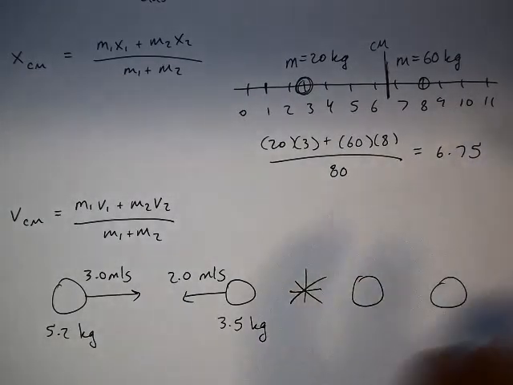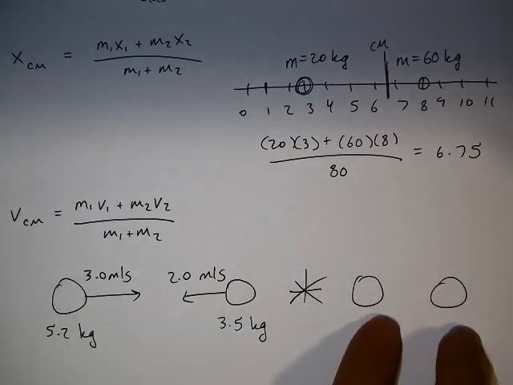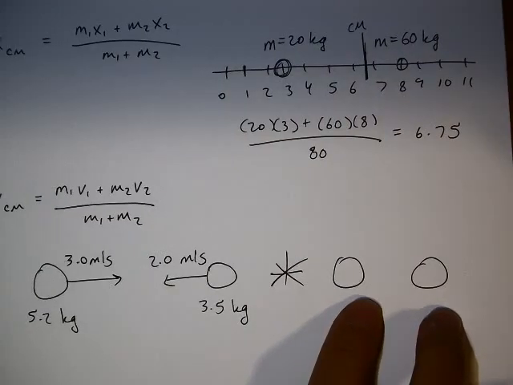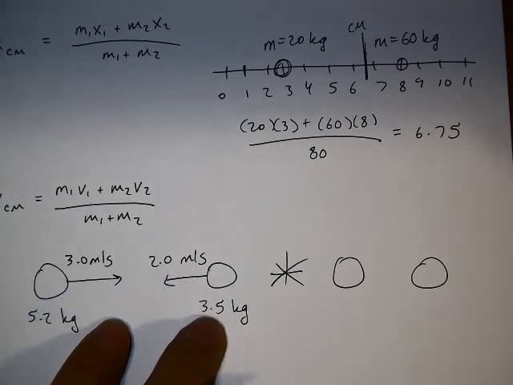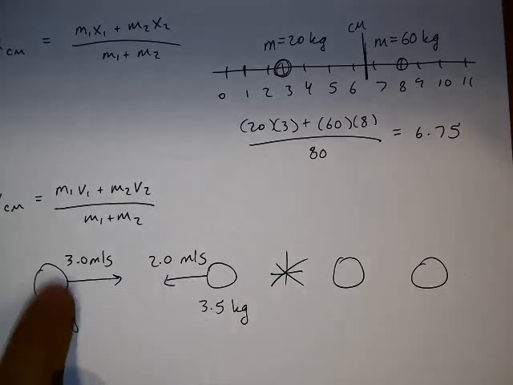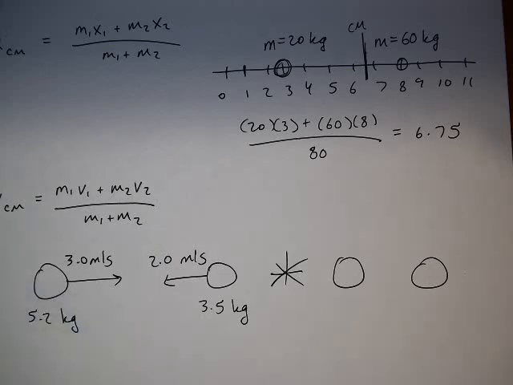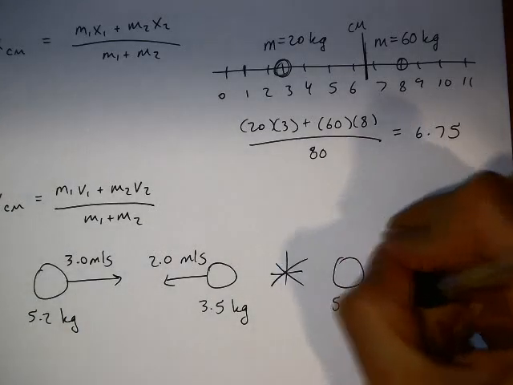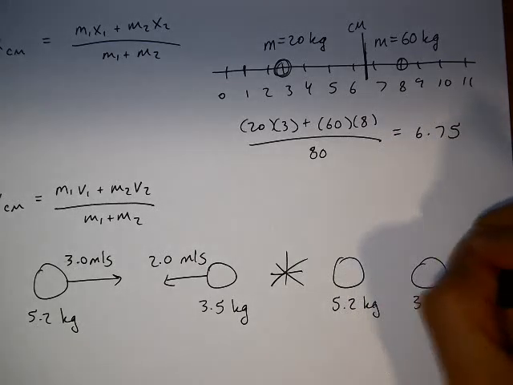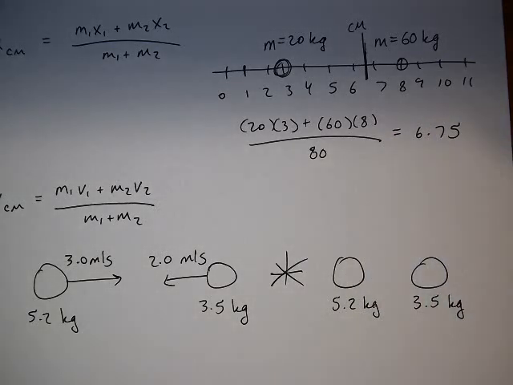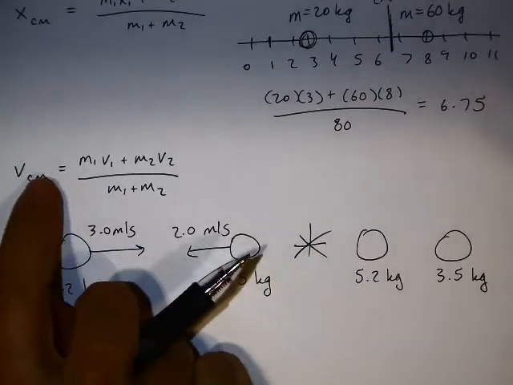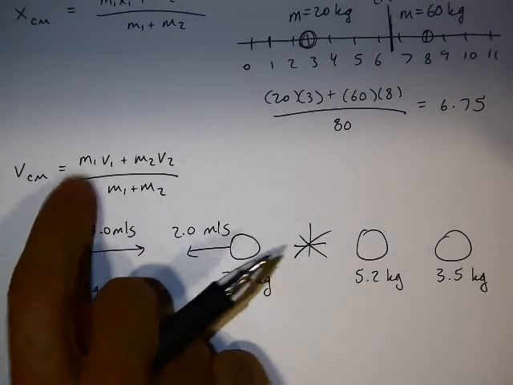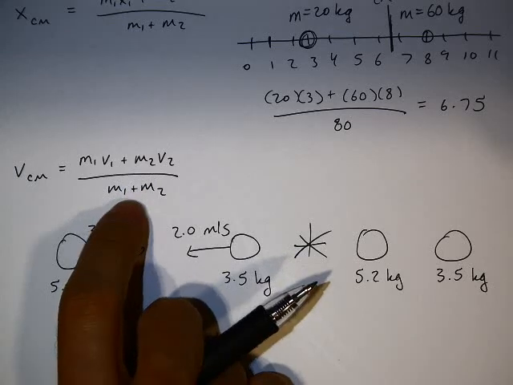Here's the two balls. Not sure what direction to draw the arrows. Are they both going to end up going right? Is this big one going to turn around? We'll find out. Let me label these. Okay, so why did we bother defining the velocity of the center of mass? And it's for this reason.